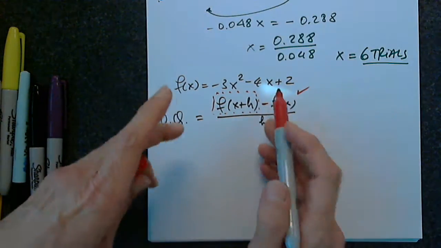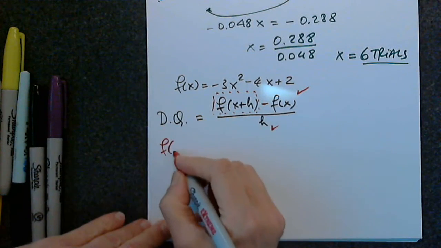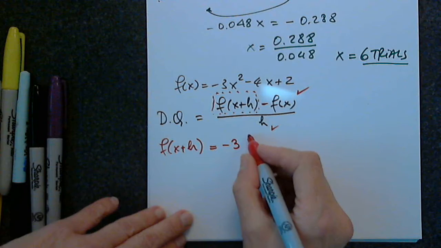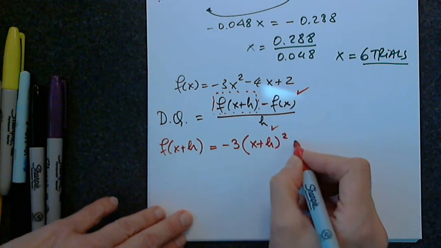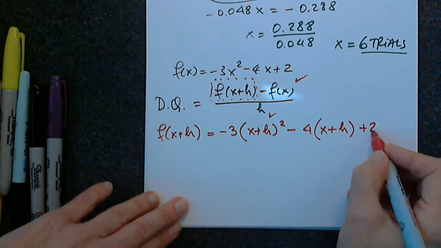We know how to read this function. Can anyone read this function for us? F of blah equals negative 3 blah squared minus 4 times whatever plus 2. So then when I try to determine f of x plus h, what will you tell me to write? Negative 3 times x plus h in parentheses, very good. Minus 4, very good, and in parentheses, x plus h. Yes. Close parentheses plus 2. Perfect.